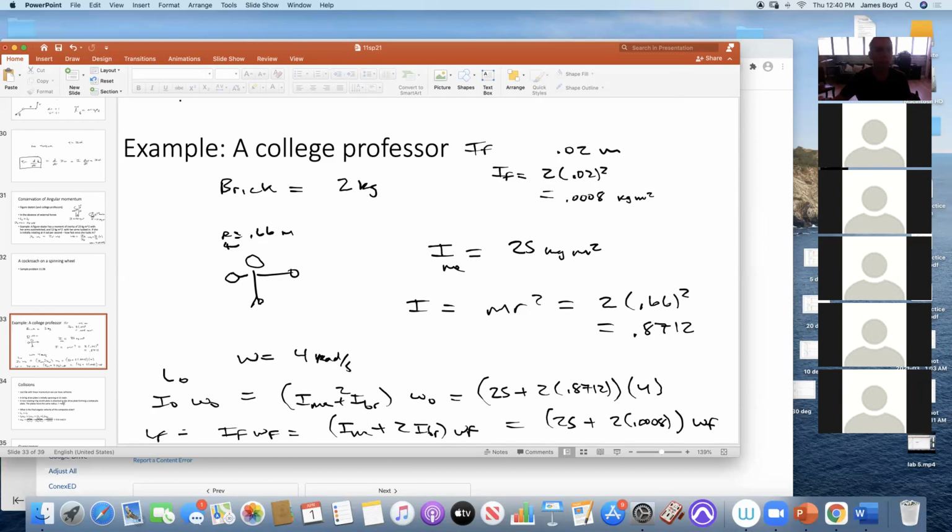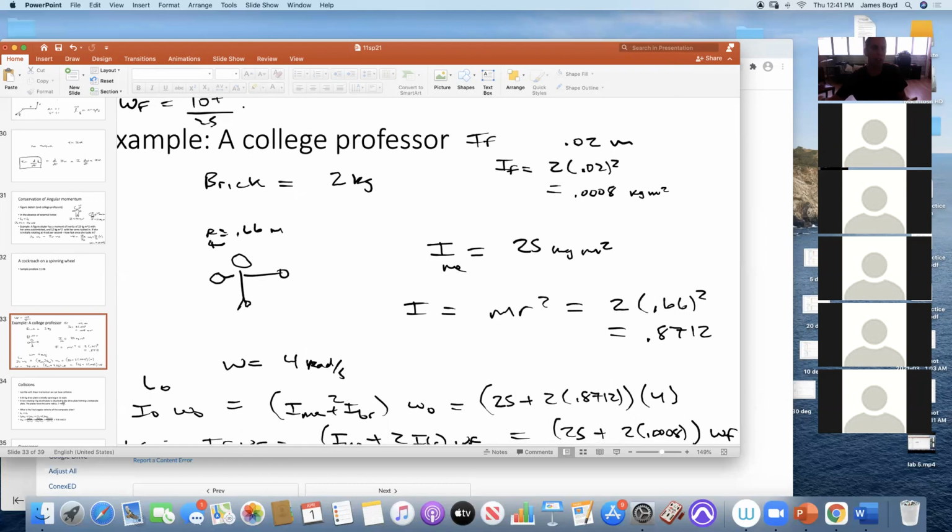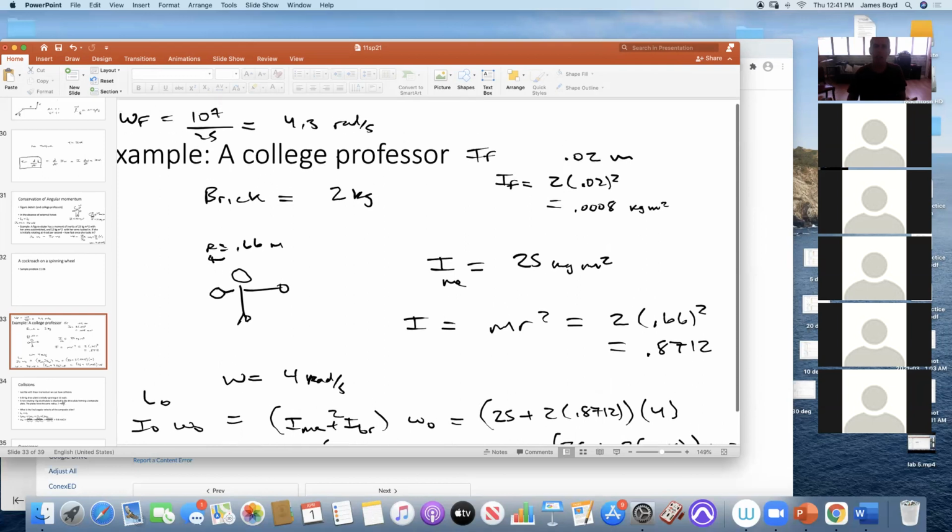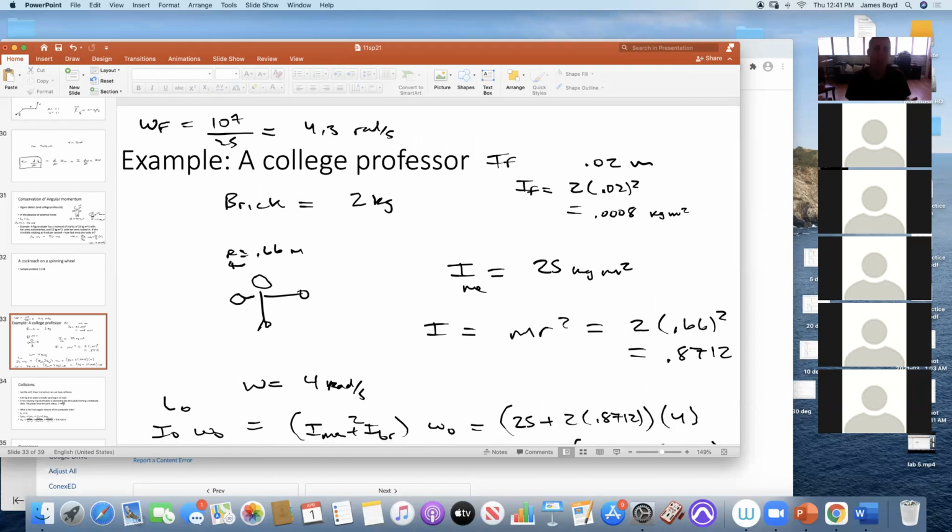So for my final speed, I'm just going to multiply these out without doing all that. So 25 plus 2 times 0.8712 times 4 is 107, let's call it, divided by this side, so 25 plus 0.0016, which is about 25. And so 107 divided by 25 is about 4.3. Not a lot, right? I only increased my speed by 0.3 radians per second. But these numbers I just made up out of my head right now.